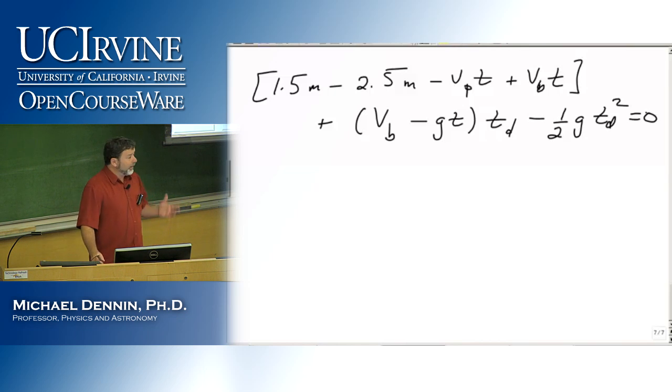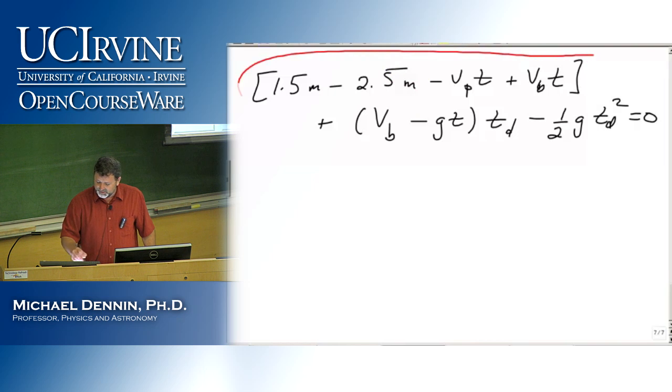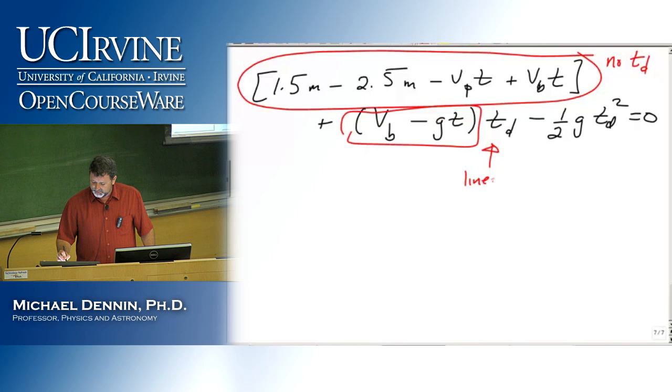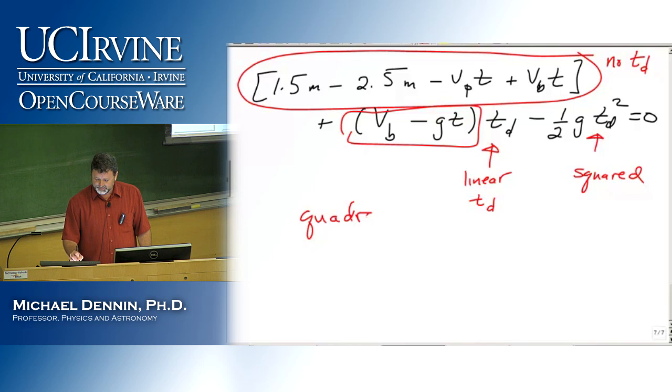Now, what did I do here? For me, like I said, I like to plug in near the end. So I first got everything in the equation that had no TD, because that's what I'm trying to find. Then I got everything where it's just linear in TD, and then I had the squared. And now I see I have a quadratic equation.